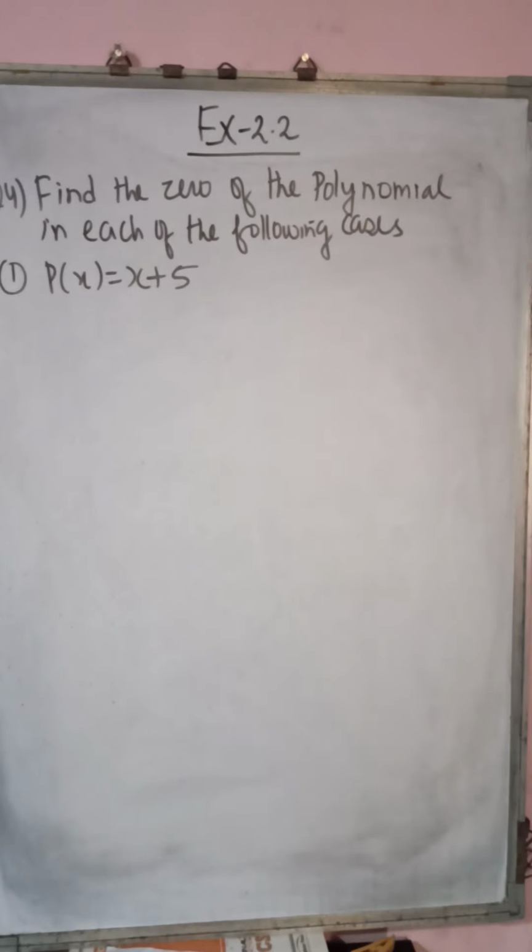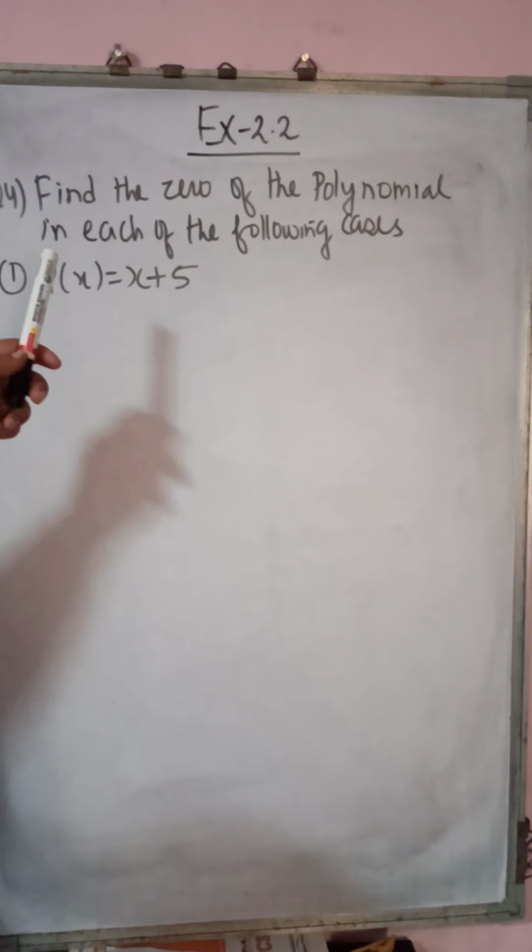Question number 4. Find the 0 of the polynomial in each of the following cases. See, in the previous question we had to verify whether a particular value of x was the 0 of the given polynomial. There, we were putting the value of x in the given polynomial and checking whether the answer is 0 or not after substituting. And here we are finding the 0.